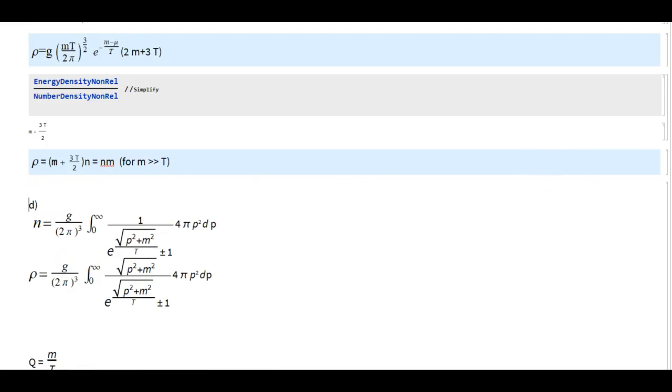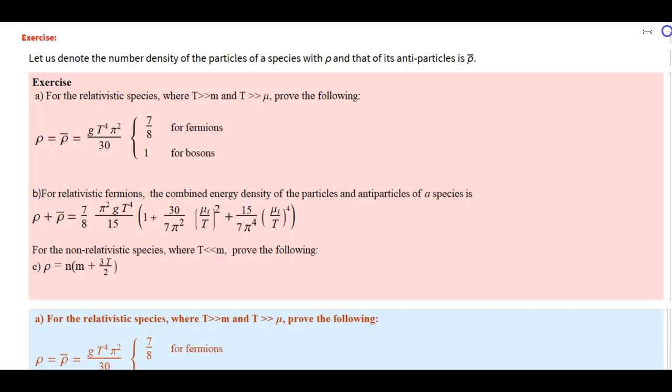I am doing some gymnastics here solving integrals numerically. And yeah, for this video, I think up to these 3 parts A, B, C are sufficient for this video. Thank you very much.